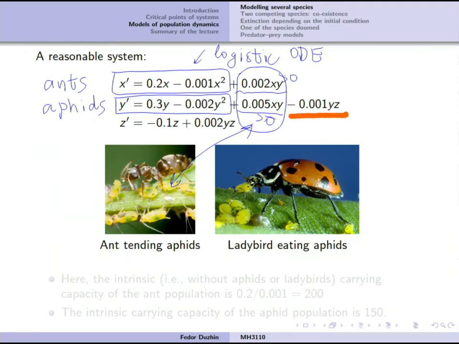But here we have a negative term. So what does it tell us? y is the population of aphids and z is the population of ladybirds. So this term is proportional to the probability that an aphid meets a ladybird. And of course, if an aphid meets a ladybird, then the ladybird eats the aphid. So this is bad for the aphid population. Hence the negative term. This is linked to the story when ladybird eats aphid.